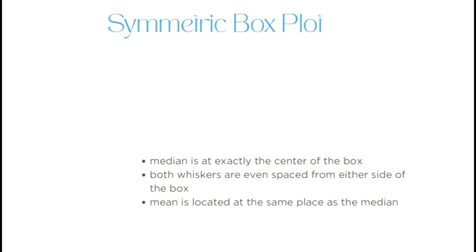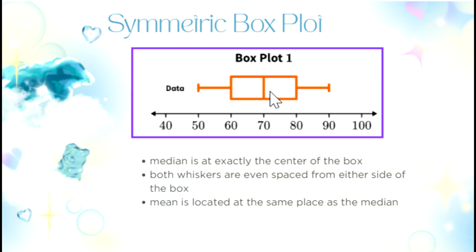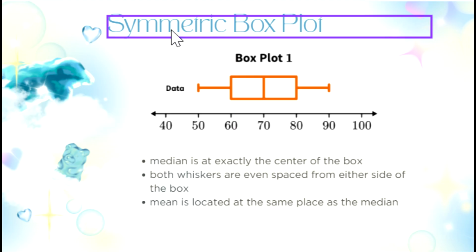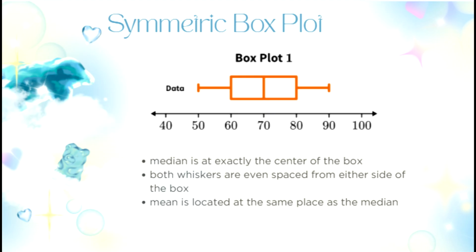Remember that. Okay. Here is a symmetric box plot. The median is at exactly the center of the plot. This is the median, and it's in the exact center of the box because we're dealing with symmetric. Both whiskers are evenly spaced from either side of the box, so they're the same length. The mean is located at the same place as the median. Because it's symmetric, we know the mean and the median are the same.